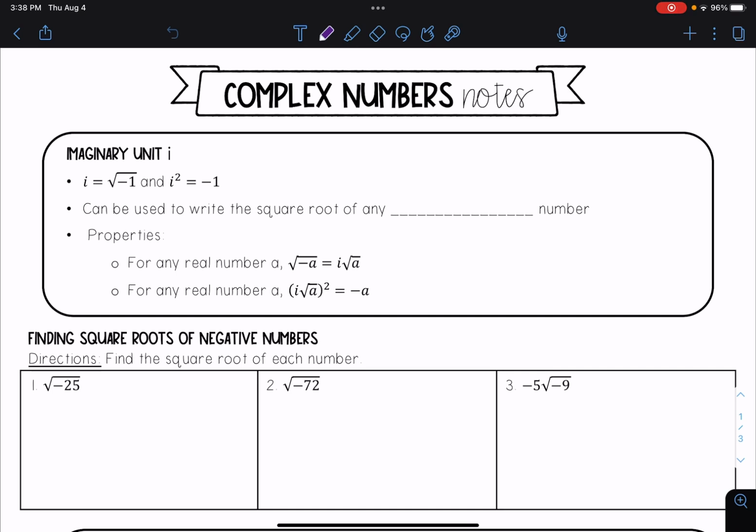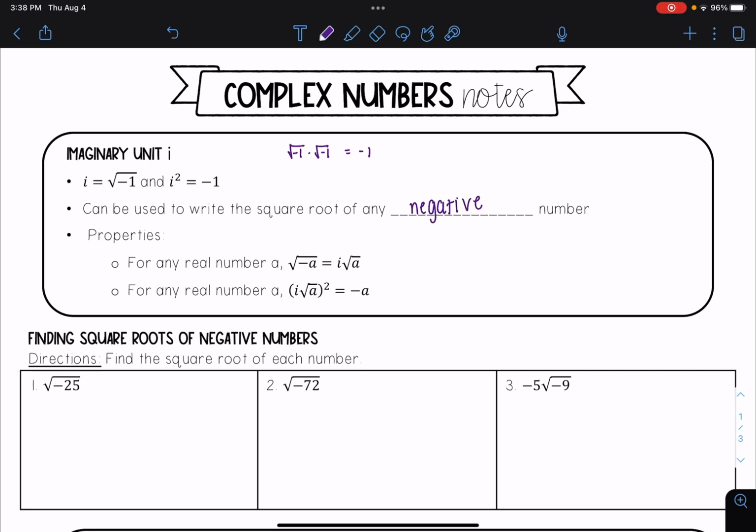And so that means if I were to do i squared, it's equal to -1. The reason for that is because when I do the square root of -1 times the square root of -1, you end up with -1. And this can be used to write the square root of any negative number.